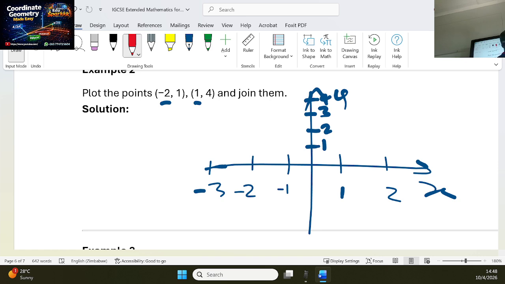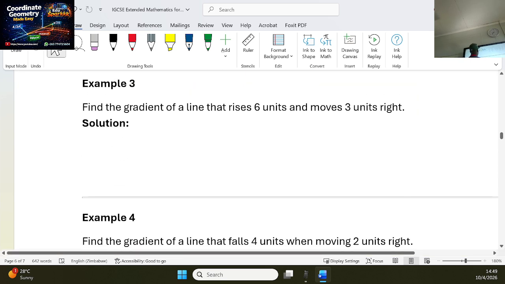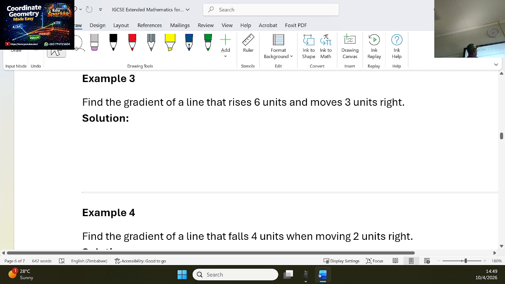So -2 and 1. I think it's this point, then 1 and 4. So I'll be moving this way. I need another point. So when I join these two with a straight line, that's plotting and joining. Right. Next, find the gradient of a line that rises 6 units and moves 3 units to the right.